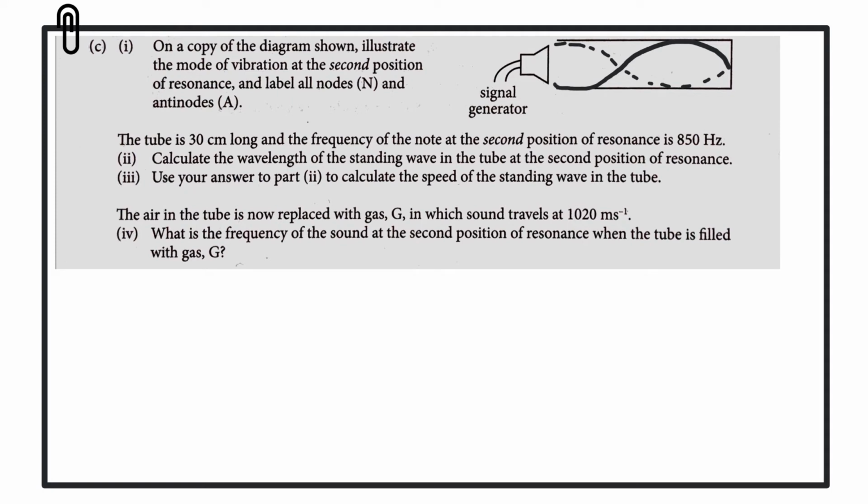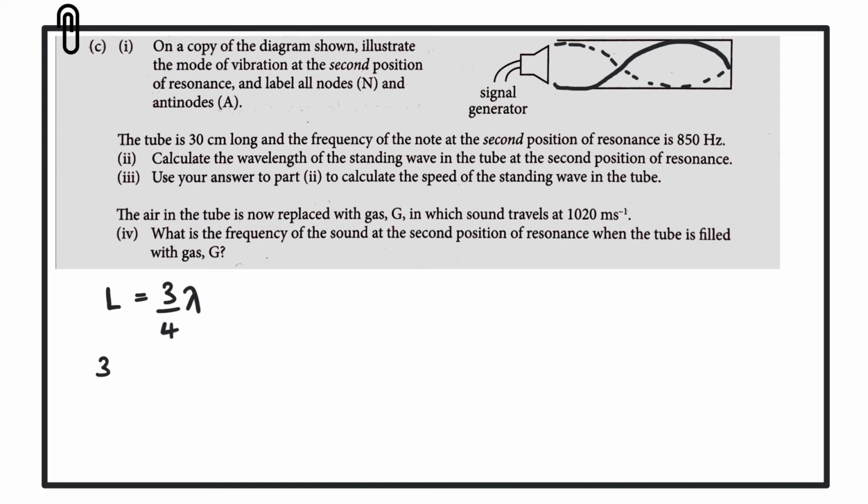So now we're told that the tube is 30 centimetres long and the frequency of the note at the second position of resonance is 850 Hertz. We want to calculate the wavelength of the standing wave in the tube at this second position of resonance. I've sketched that wave pattern into the diagram above, and what we can see there is that the length of the tube is equal to 3/4 of a wavelength. We don't have a full wave in there, but we have 3/4 of a wave.